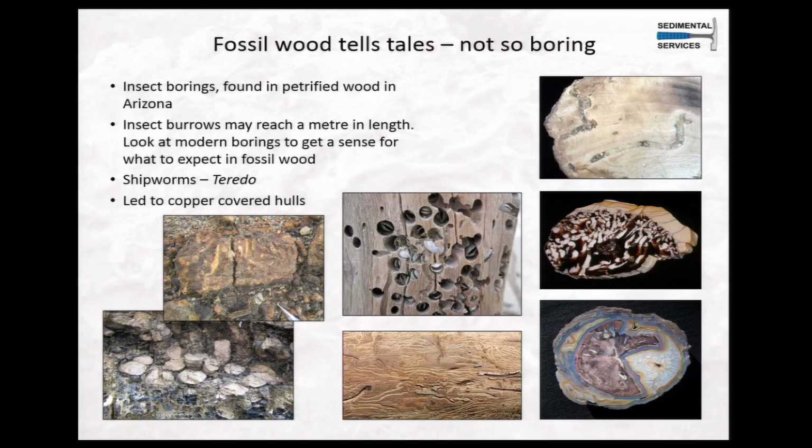And so this actually led to copper-covered hulls on vessels, because the wooden vessels that used to sail around, the tea clippers, were all being attacked by these bivalves, and they were basically drilling holes in the hull. And these holes all had to be caulked up. So eventually somebody realized that they could get around this by covering the hulls with copper.